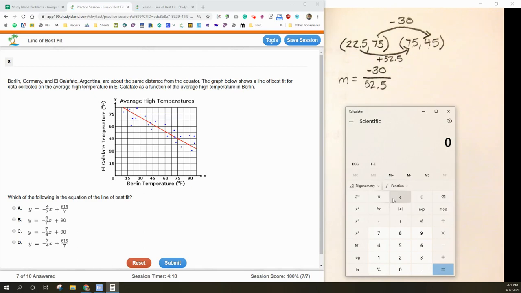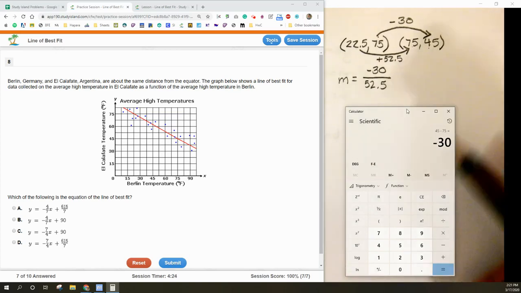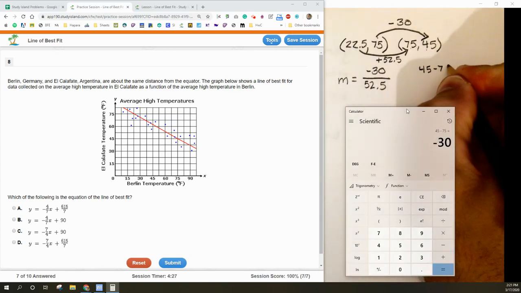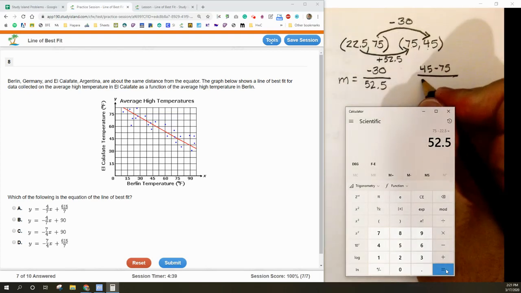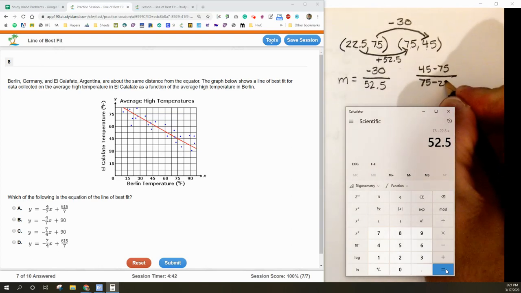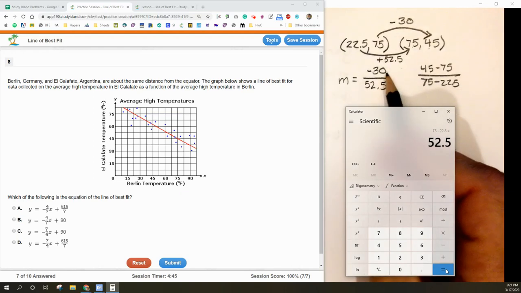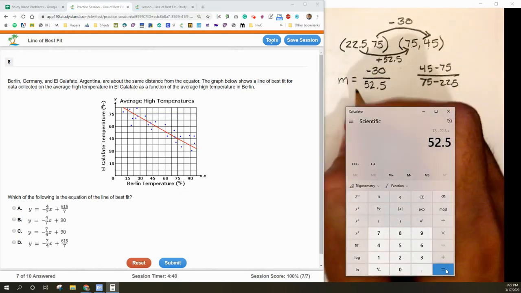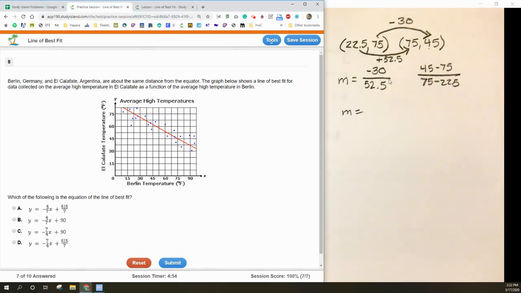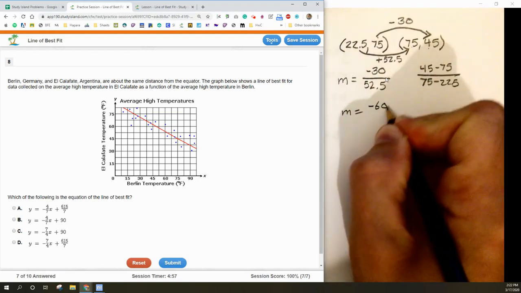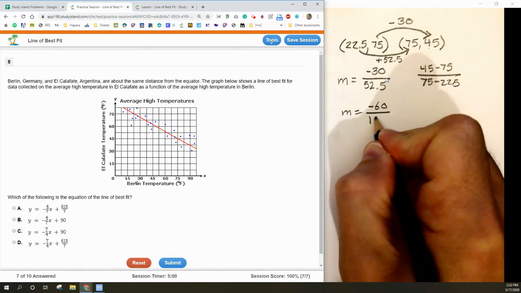The first calculation you would have done would have been 45 minus 75, and that gets you your negative 30. And then the next calculation you would have done is 75 minus 22.5, and you get your 52 and a half. So there's your fraction, but let's clean that up and make it with some whole numbers. If I simply double both of those values, I will get a fraction with no decimals. So double negative 30 makes negative 60, and doubling 52.5 gets me to 105.